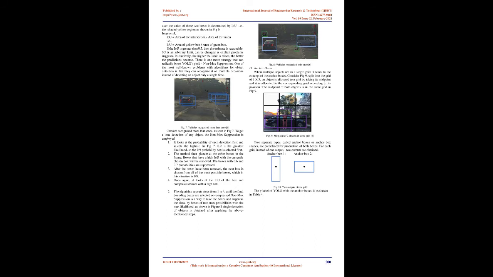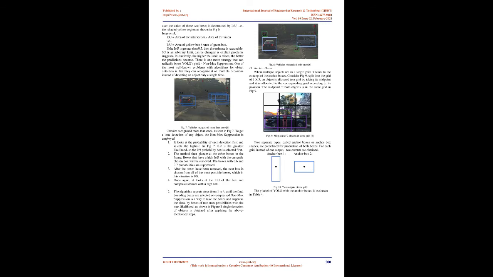One of the most well-known problems with algorithms for object detection is that they can recognize an object on multiple occasions instead of detecting it only a single time. Cars are recognized more than once, as seen in Fig 7. To get a single detection of any object, non-max suppression is employed. It looks at the probability of each detection first and selects the highest. In Fig 7, 0.9 is the greatest likelihood, so the 0.9 probability box is selected first.